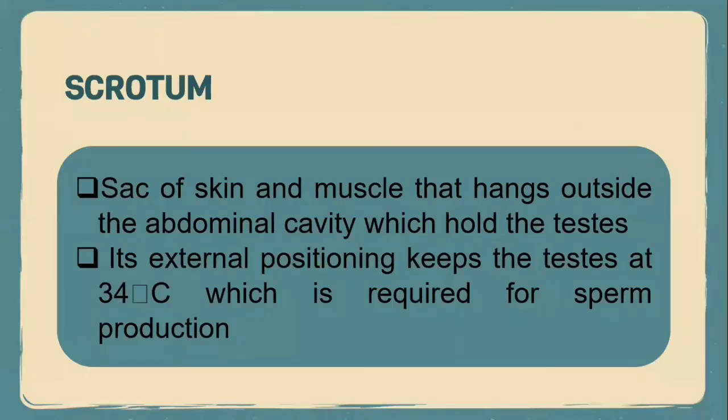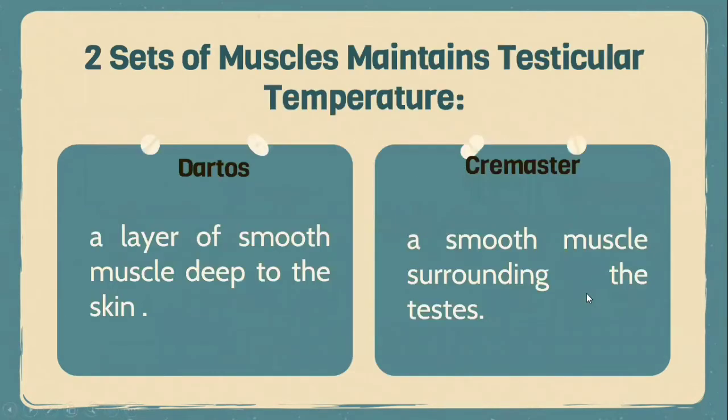The scrotum is a sac of skin and muscle that hangs outside the abdominal cavity, which holds the testis, and its external positioning keeps the testis at 34 Celsius, which is required for sperm production. There are two sets of muscle that maintain testicular temperature. The first one is the dartos, a layer of smooth muscle deep to the skin, and the second one is the cremaster, smooth muscle surrounding the testis.